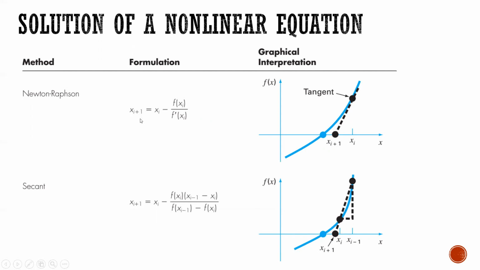This can be formulated as xi plus 1 is equal to xi minus f of xi divided by f dash xi. This is derived from Taylor series expansion, as you can see.